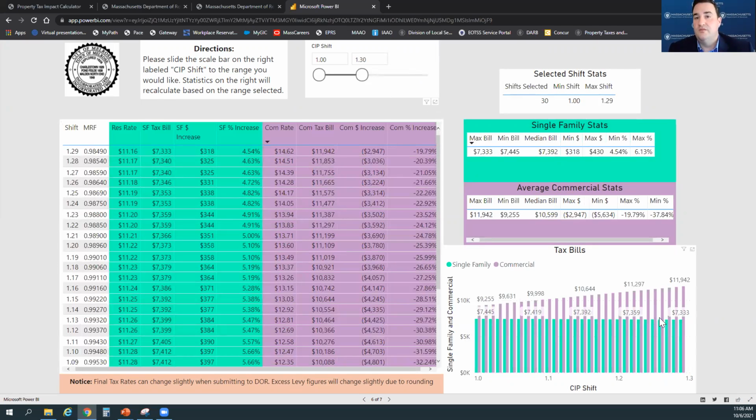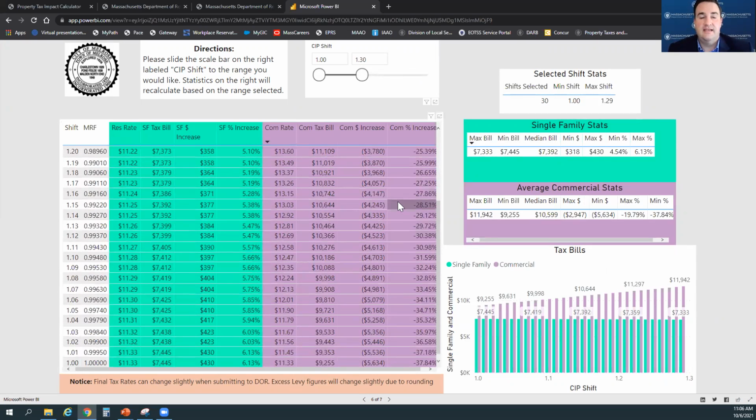So this is an example of just a data set where there's just so much data. Again, shrink this down. One important thing to notice on this is the final tax rates can change slightly when submitting to DOR. I think that this is a note that you should have on any classification hearing, because even if it's a penny over your levy limit, you really want to make sure that the newspaper and elected officials don't get so set on an actual dollar amount down to the penny. It could go up or down depending on how all the numbers work. So that allows you to really have that notice in there.